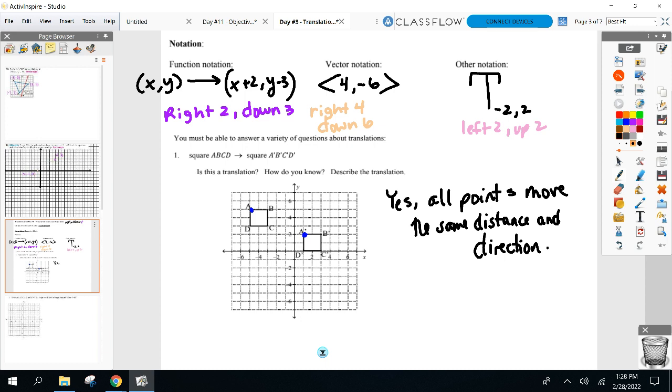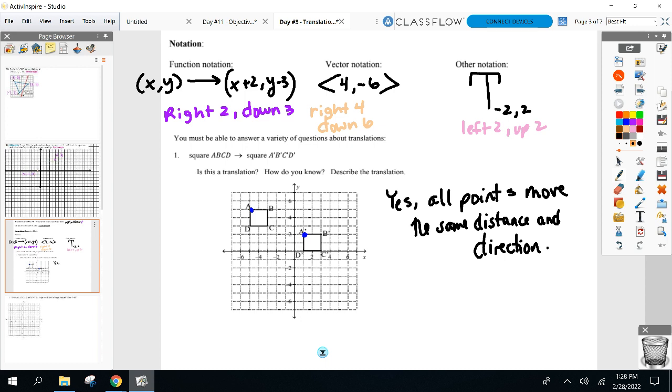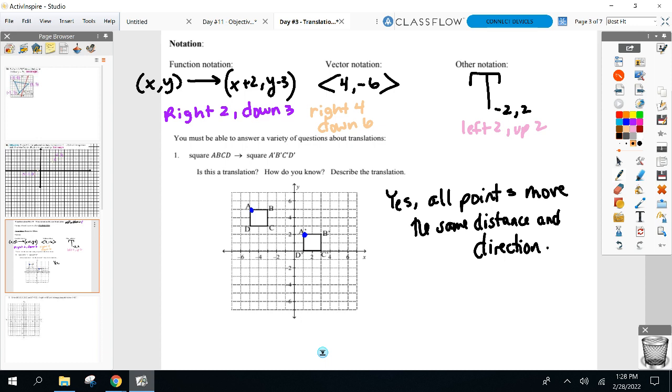And then finally, describe the translation. We said in words, right 6, down 3. I want somebody to pick a notation and we'll write it that way. Ooh, big decision here. Big decision. What notation you want to write it in? Which notation? You want to do vector? All right, you got it. Vector notation.